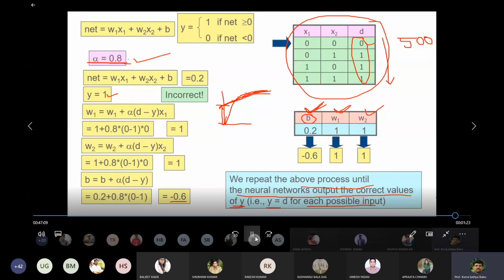You have a huge data set and you want to train the system. This is the process of training that you will be doing when you are using a neural network as a classifier, or wherever you use this neural network.